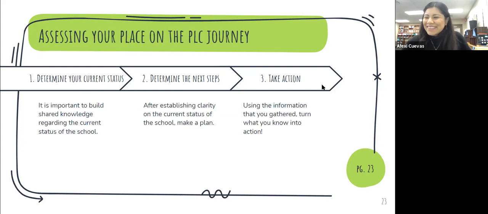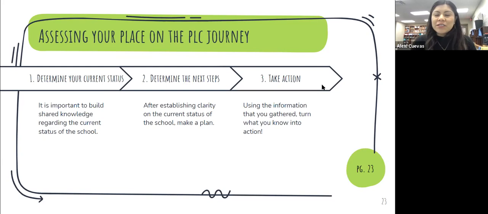Sorry. Okay, so the very first thing you'll do is determine your current status. It's important for you to build shared knowledge regarding the current reality of your school. Then you will determine the next step. So for step number 1, you will use the surveys that are available to you, and I will share those in a little bit.